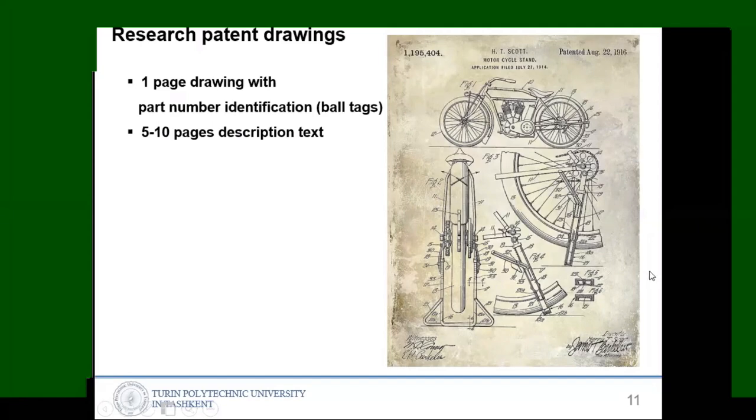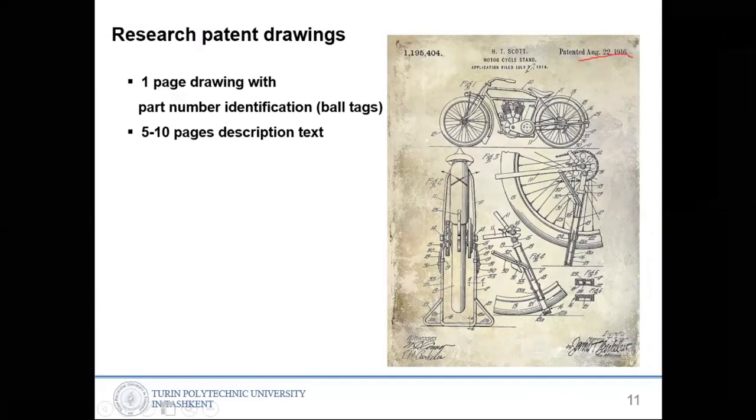This is a patent application of a motorcycle stand. So motorbike, there is a stand. This kind of stand was invented in 1916, and this documentation was patented, August 22, 1916. This stand was invented by H.T. Scott, a motorcycle stand.